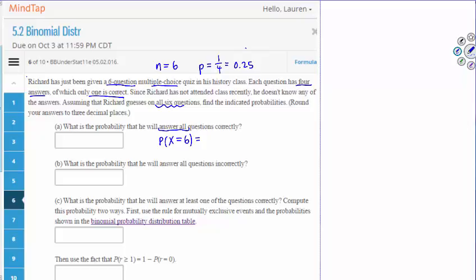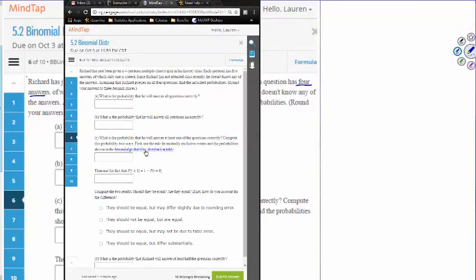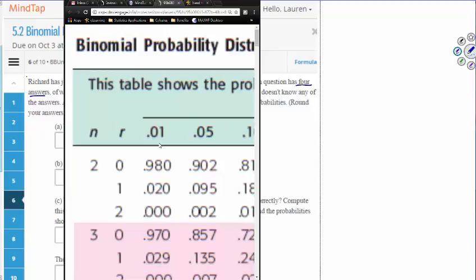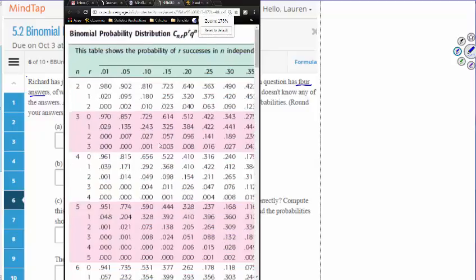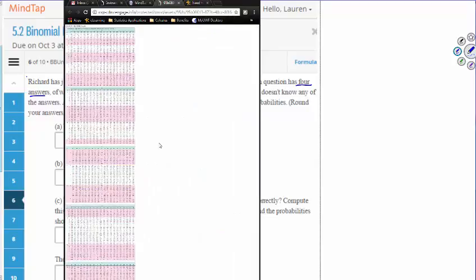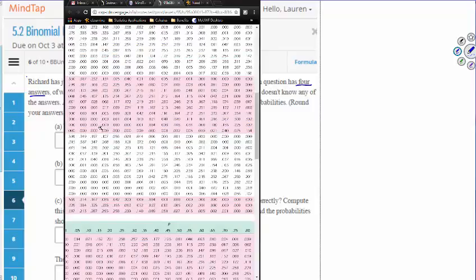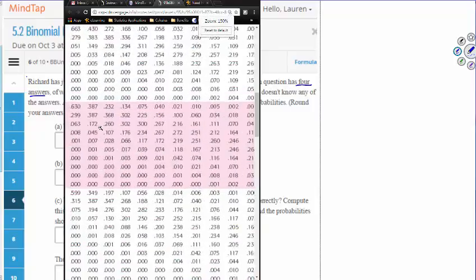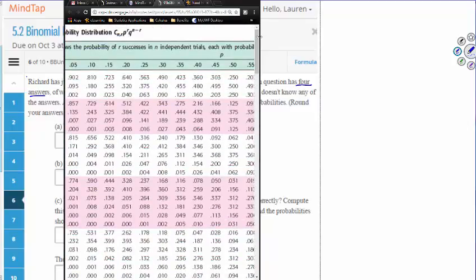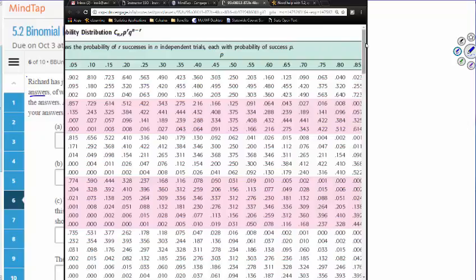To do this from the table, we can read the binomial distribution table. When I click on that here from MindTap, it initially showed pretty small. So here's my 100% and difficult to read, but as I click in or use Control plus, I can zoom in and read the numbers. So now we need to locate ourselves on the table.